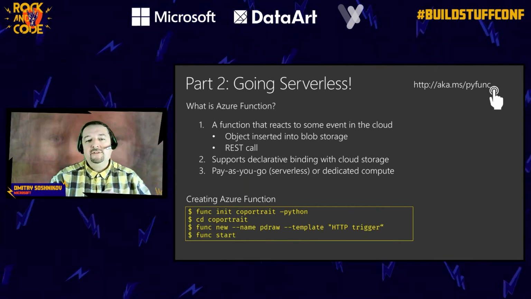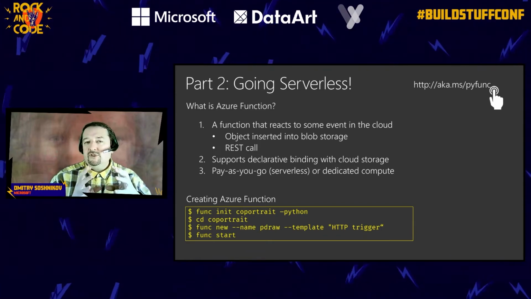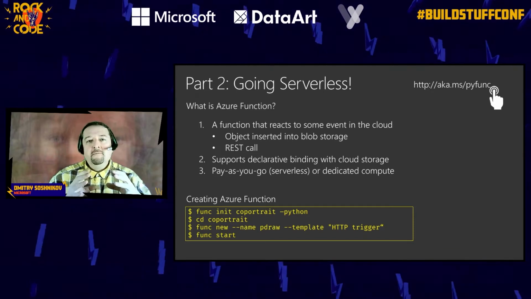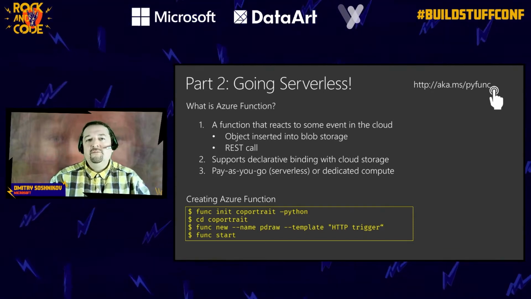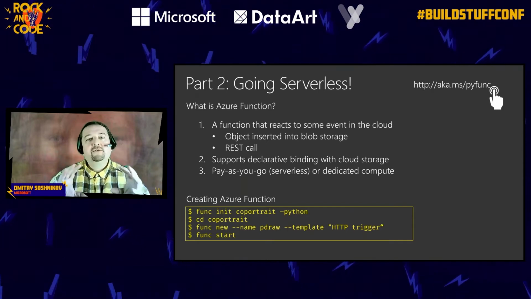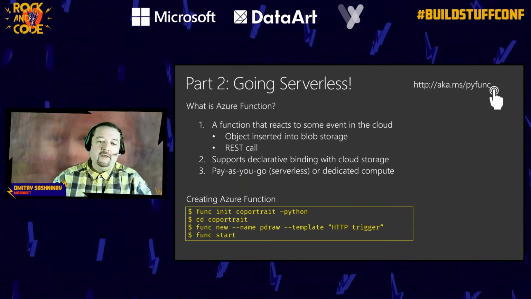Azure function is called serverless because it allows you to create a piece of code which will just run when you need it. You don't have to think about where it would run. You don't have to deploy a virtual machine. You don't have to deploy anything. You just say, this is my piece of code, I want it to run, and you pay for the time it takes to run, essentially.